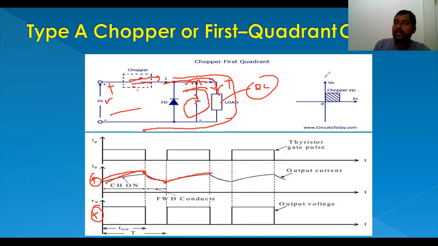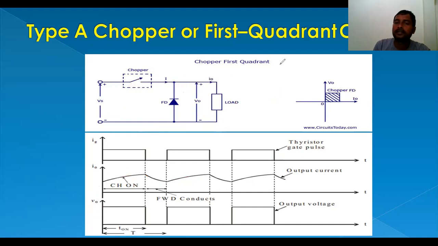Voltage is also positive, so both are positive, nothing but the first coordinate. In the first coordinate, current is positive, voltage is also positive. So the step down chopper acts in this way in the first coordinate with RL load.